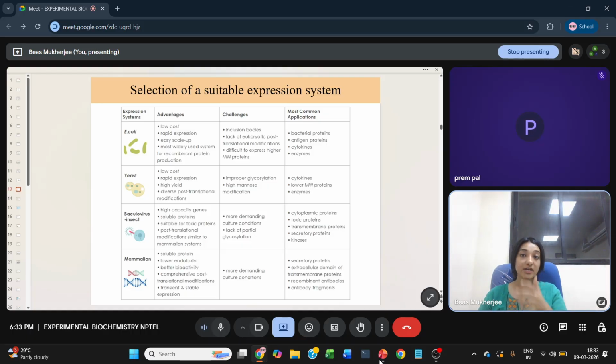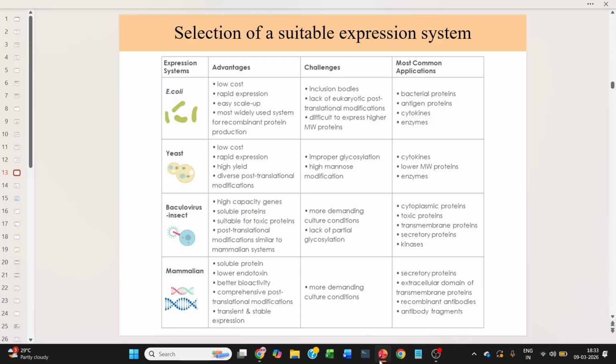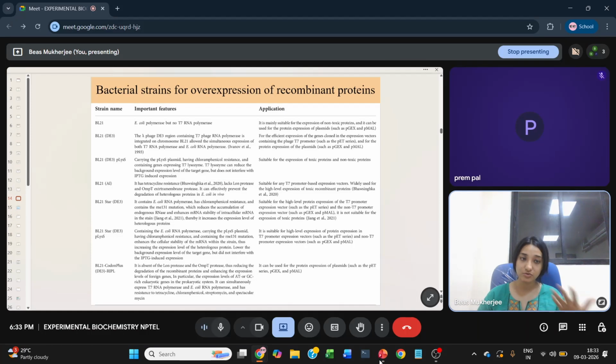Okay, here a big chart is given for you and all the challenges, the advantages and the most common applications are given. So you can go through this whenever you get time. Whatever we discussed in the previous slide is only given in much more detail. Now here, this is taken from one paper where the most commonly used bacterial cell that is used for protein purification and protein overexpression is explained and its different variants are shown.